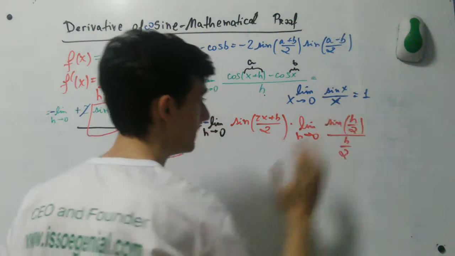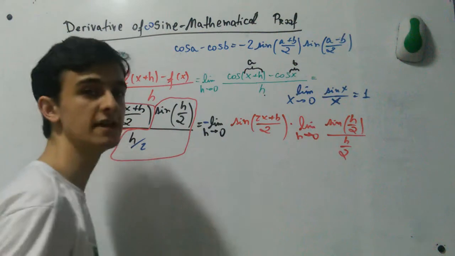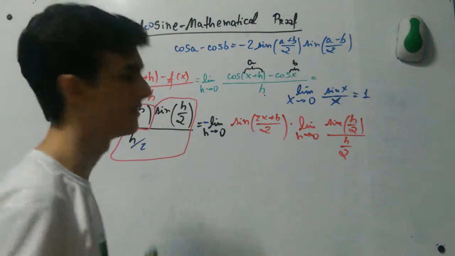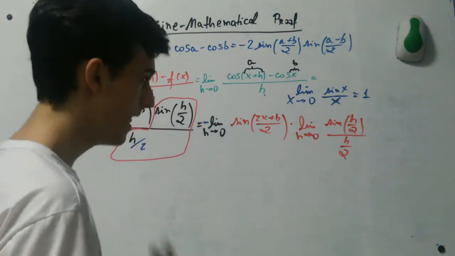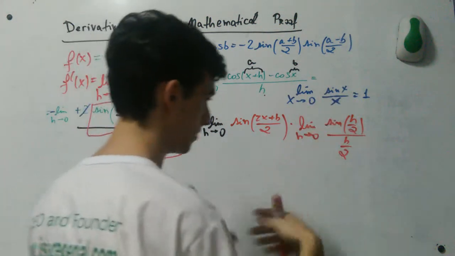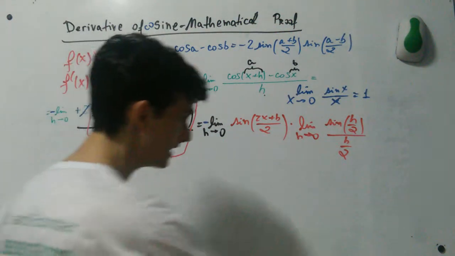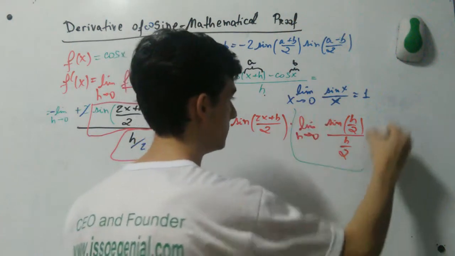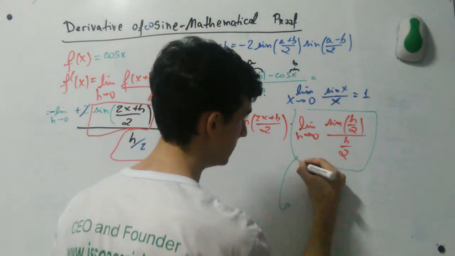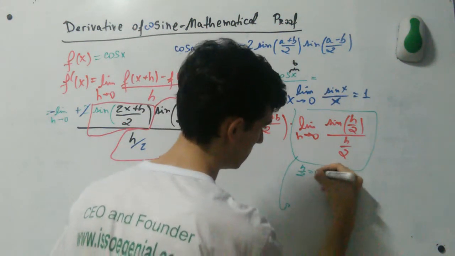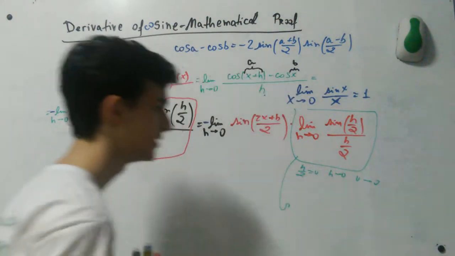This limit here is what? Well, you can say this h should be divided by 2. Yes, but it is the same thing. When h approaches 0, h over 2 also approaches 0. But let's do this with more detail, just to be more mathematically correct. So let's do this limit here. Let's say that h over 2 equals u. So when h approaches 0, u also approaches 0.